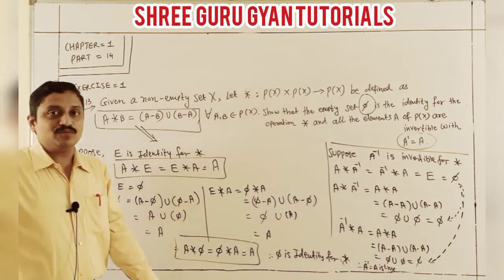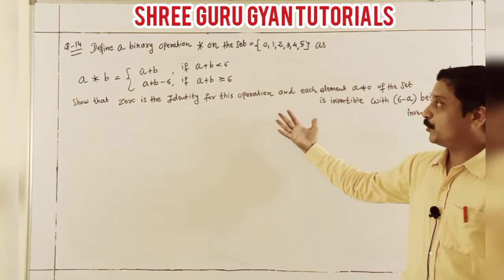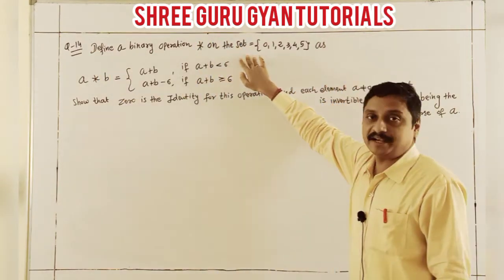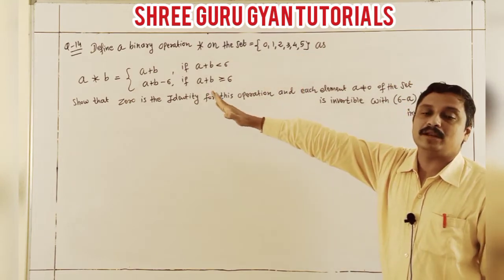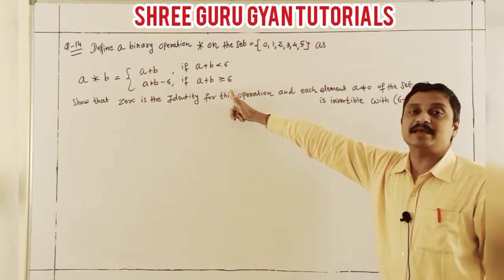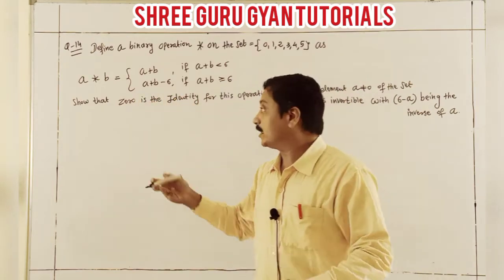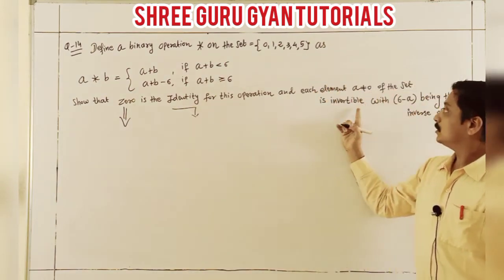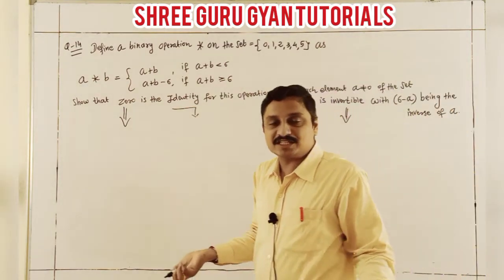Now I am going to the 14th question. Slowly, students, same going. Question 14. Define a binary operation on the set {0, 1, 2, 3, 4, 5}, where A binary B is A plus B if A plus B is less than 6, and A plus B minus 6 if A plus B is greater than or equal to 6. Then show that 0 is the identity and that the inverse is 6 minus A. Very easy, students.